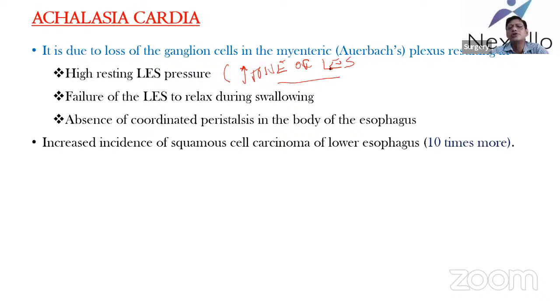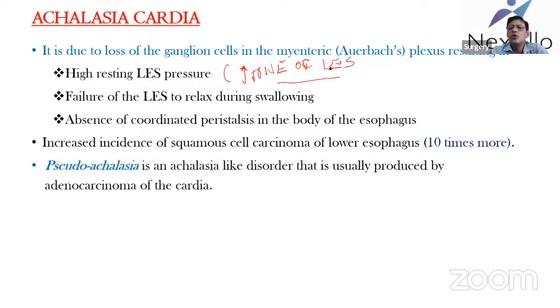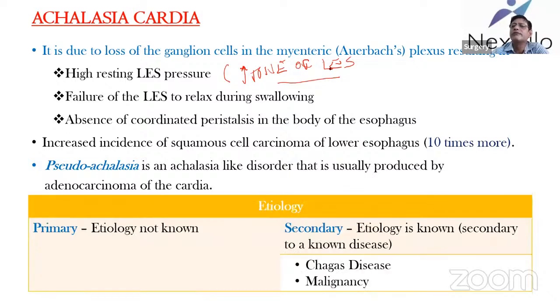And then there is one more word that is used, known as pseudoachalasia. Pseudoachalasia is an achalasia-like disorder that is produced by adenocarcinoma of the cardia. As I was telling you just now, the commonest malignancy in the lower esophagus is adenocarcinoma. This also causes a stricture, actually an obstruction of the lower esophagus, and may give us a presentation like achalasia cardia. This picture is known as pseudoachalasia because now it is caused by malignancy. Otherwise, overall, there is a loss of ganglia cells while achalasia cardia precipitates, but not in the malignancy.